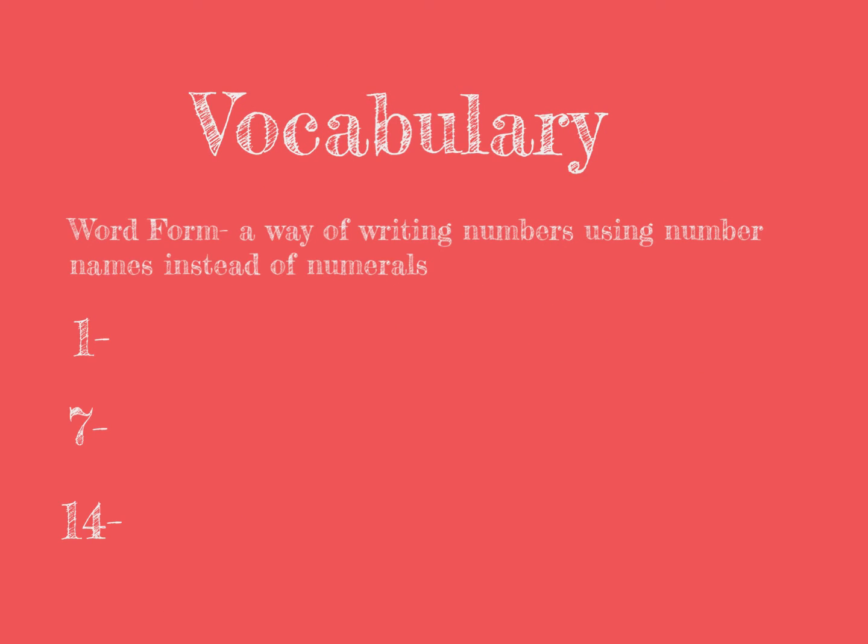Our next vocabulary word is word form, which is a way of writing numbers using number names instead of numerals. For example, when we write out the number 1, we spell it O-N-E. When we write out the number 7, we spell it S-E-V-E-N. And when we write out the number 14, we spell it F-O-U-R-T-E-E-N.